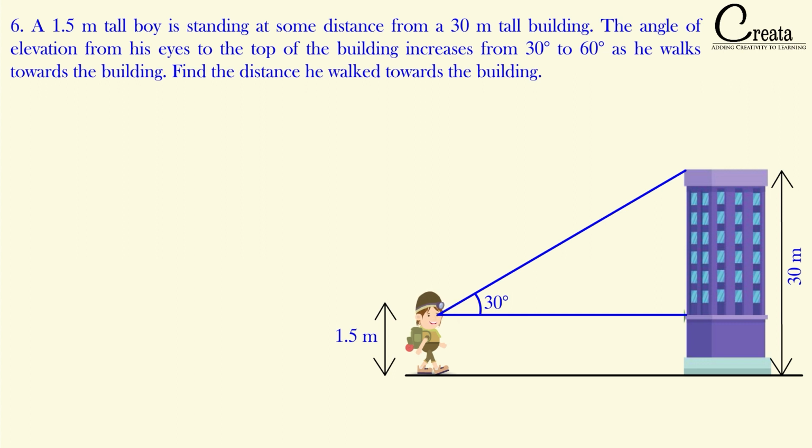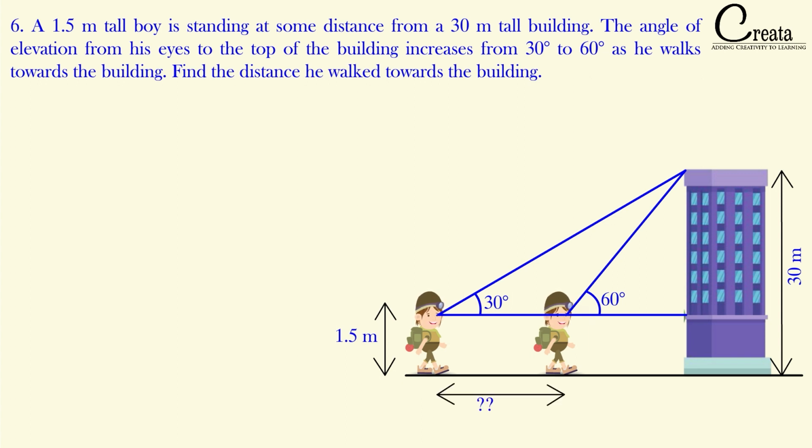Further, in the second case, the boy started moving toward the building and after some time, this angle of elevation has been changed to 60 degree. In the first condition, the angle of elevation is 30 degree. In the second case, the angle of elevation is 60 degree. And we have to calculate the distance that this boy has walked toward the building. It means we have to calculate this distance.